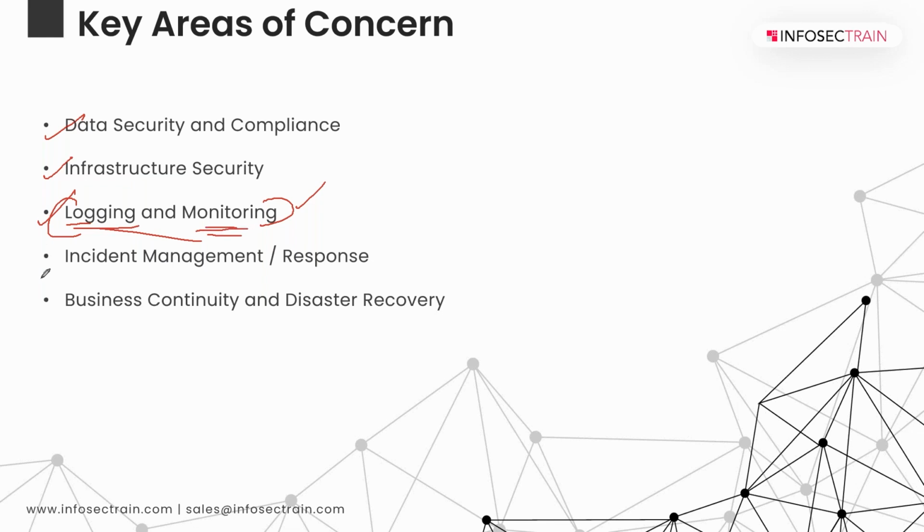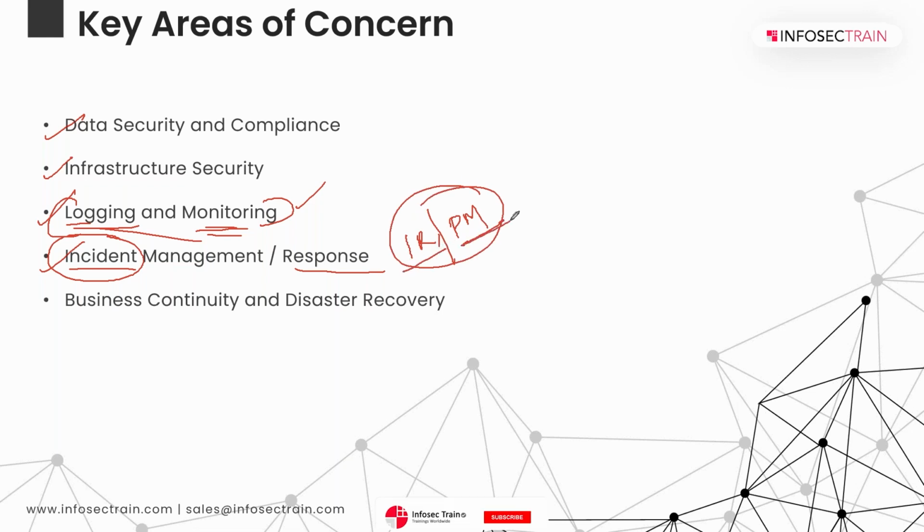Then we have something called incident response. So what is an incident, team? When you say the word incident, it is what we call an unplanned event. According to the traditional ITIL definitions, an incident is an unplanned event. I want to add one more word to this: incident response or incident management, and problem management. So team, there are two terms, incident management or incident response, and problem management.